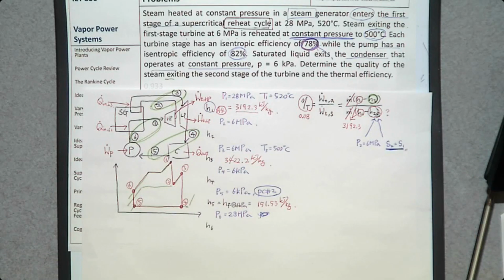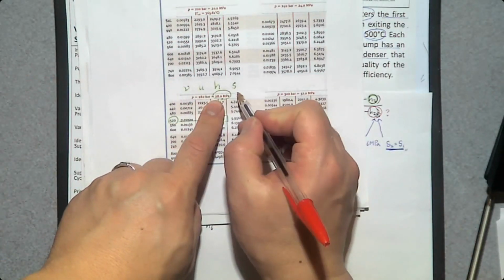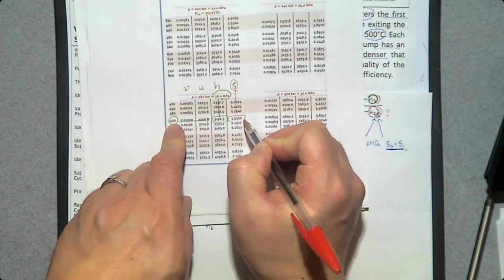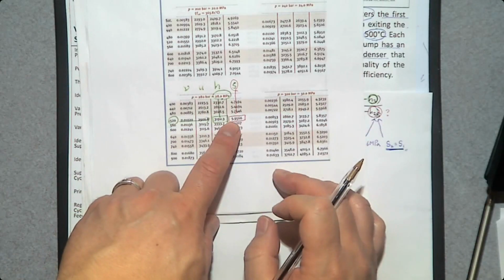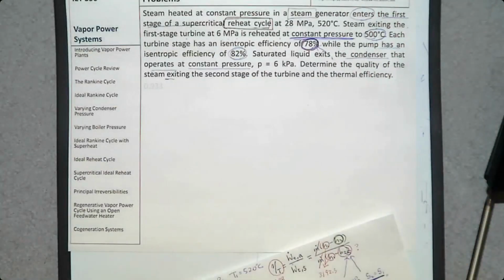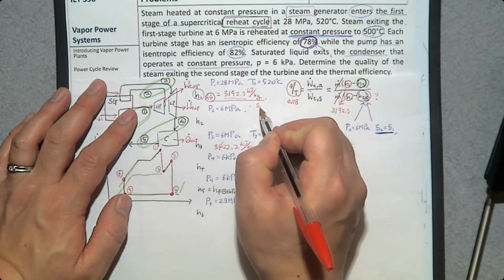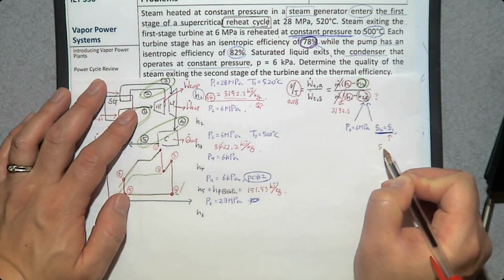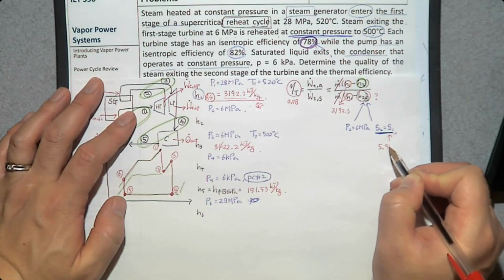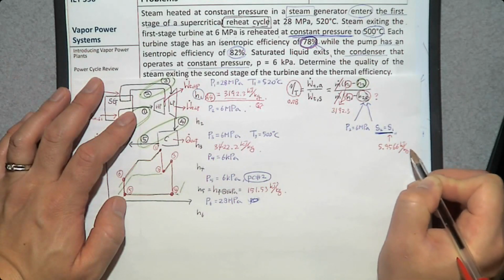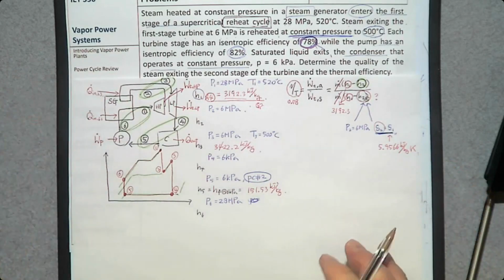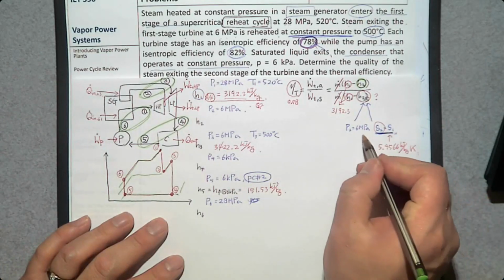So let's go to 28 megapascal right here. And this is S. So what is the value? At 520 degrees Celsius, S is going to be 5.9566. So S1, let me write here, S1 is going to be 5.9566 kilojoule per kilogram Kelvin. So that is S2. Now we have a pressure and specific entropy. Then can you determine the specific enthalpy? Yes, you can. So let's do that.